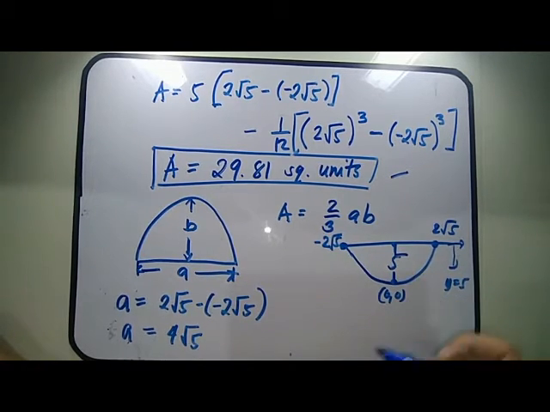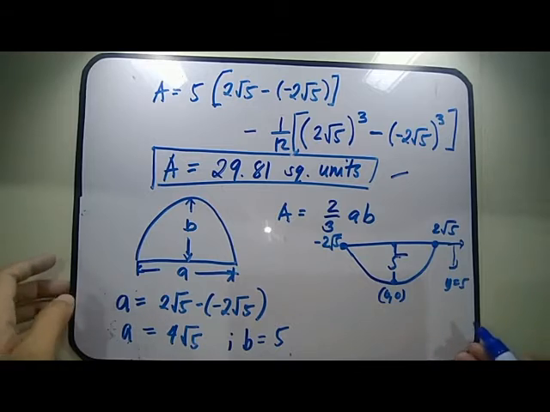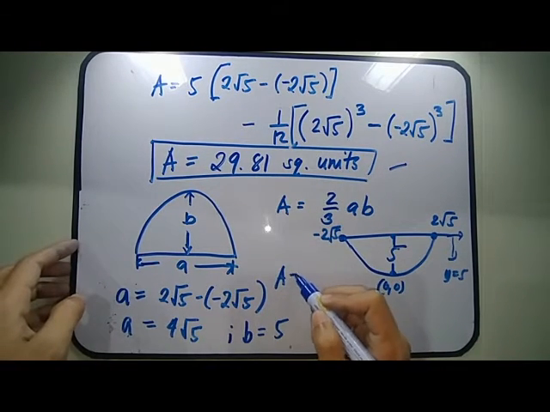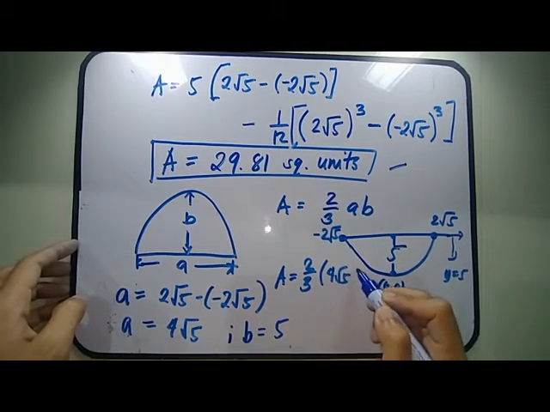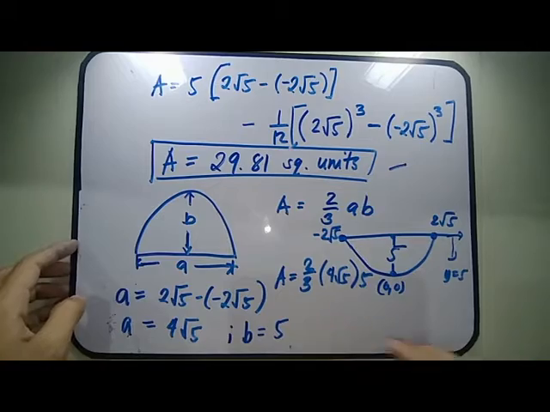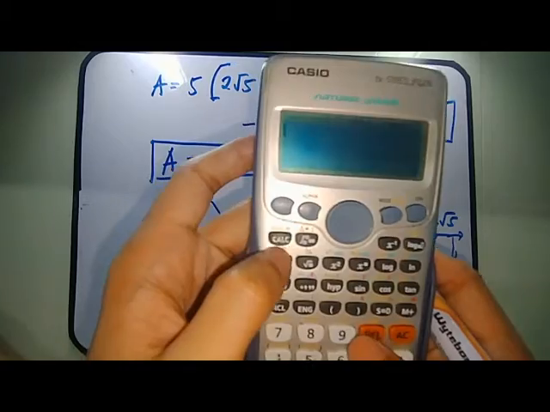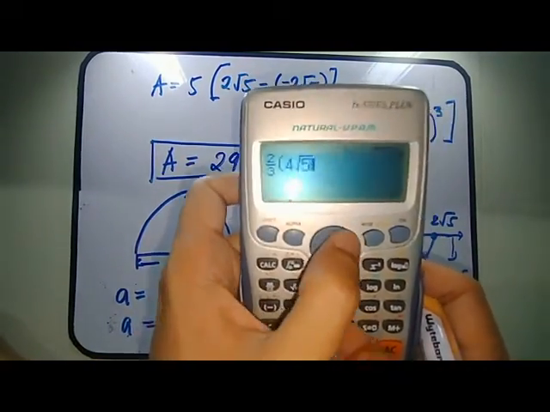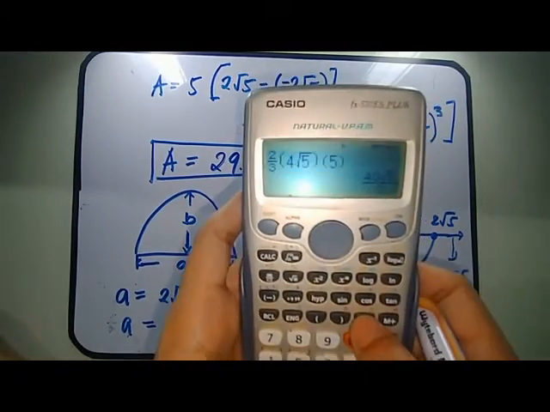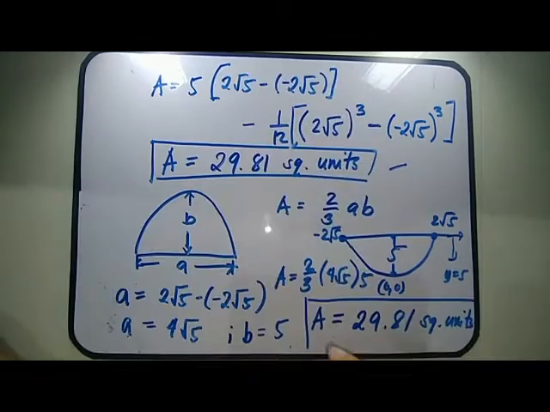If you're given this type of problem, guys, you can either use integral or you can use the formula. The formula is advisable if you have remembered it. If you forgot the formula, back to basic, you need to use integral calculus. So the area here will be, on the calculator, 2/3 times 4 square root of 5 times 5. So it must be equal to 29.81 square units. So that is our final answer.